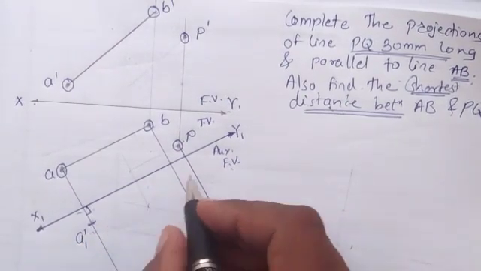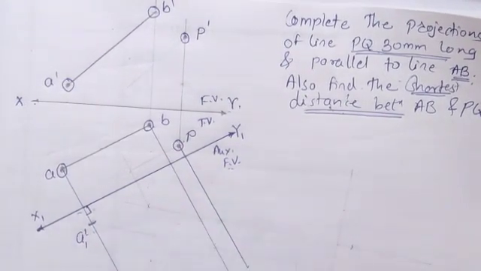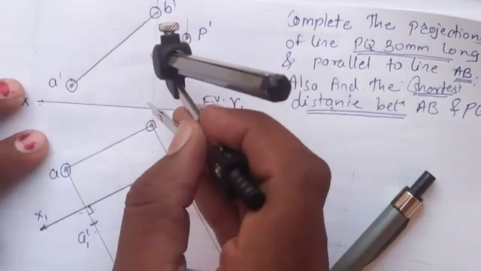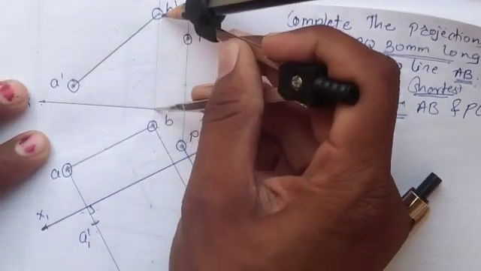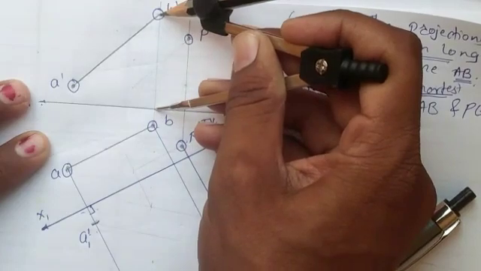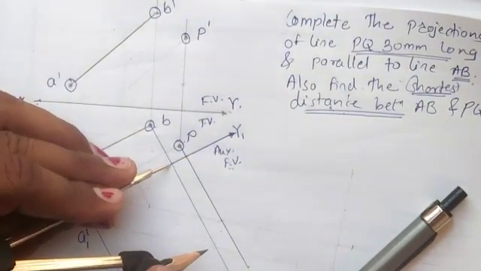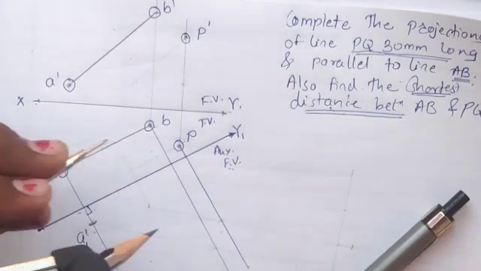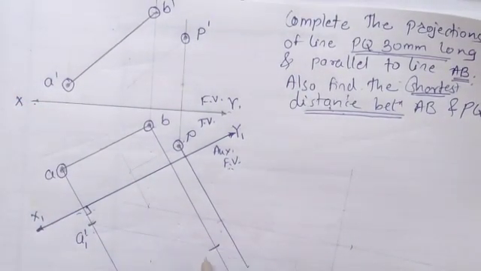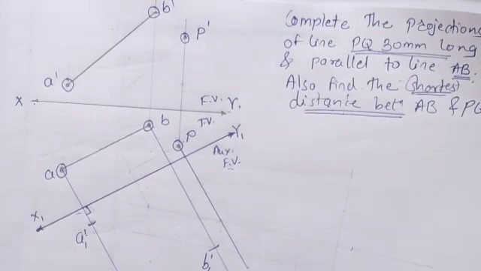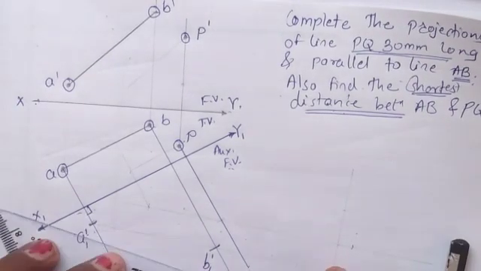So here we are getting point A1 dash. As it is front view, I am giving dash. Then take the distance of B from XY, this way, the distance of B from XY. Mark here from B. Number this point as B1 dash. Join the line.